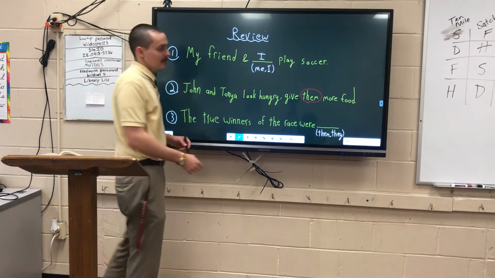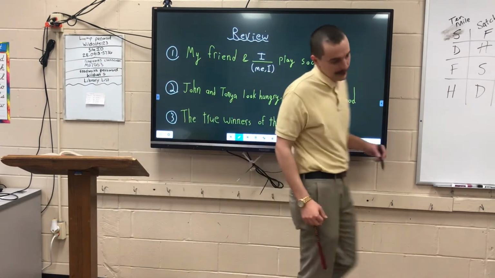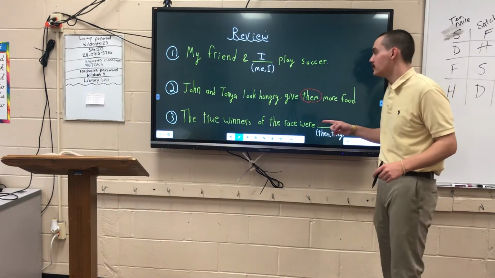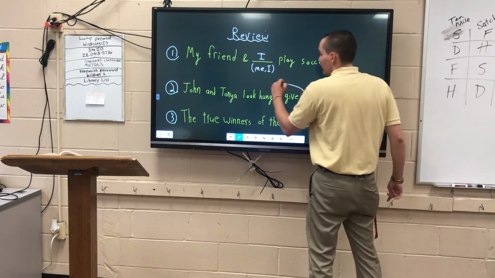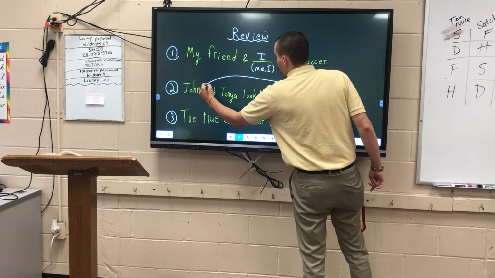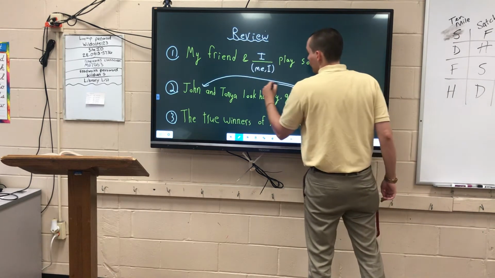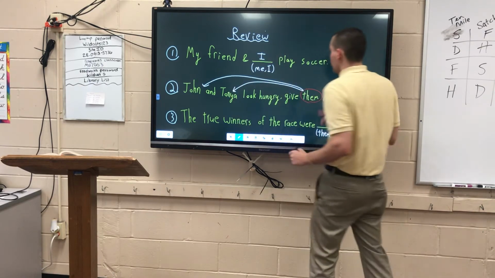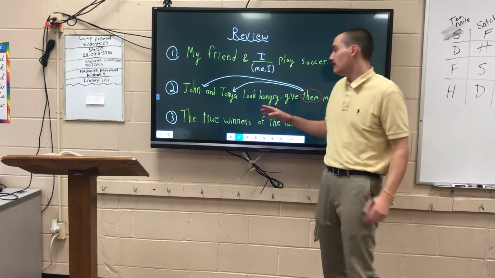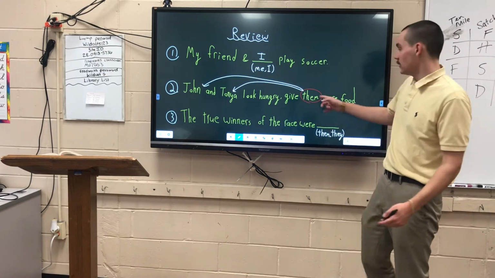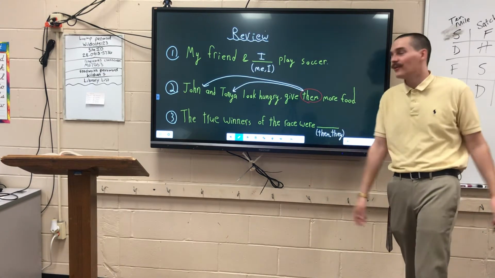Now, John and Tanya look hungry. Give them more food. Your task here is to figure out the antecedent of them. What is them referring to? Well, I'll point my arrow first to John. That's 1. And then second, it goes to Tanya, because that is what them is referring to. When they say them, they're talking about the people they were mentioning before, John and Tanya. So in this case, them has 2 antecedents, which is really cool.